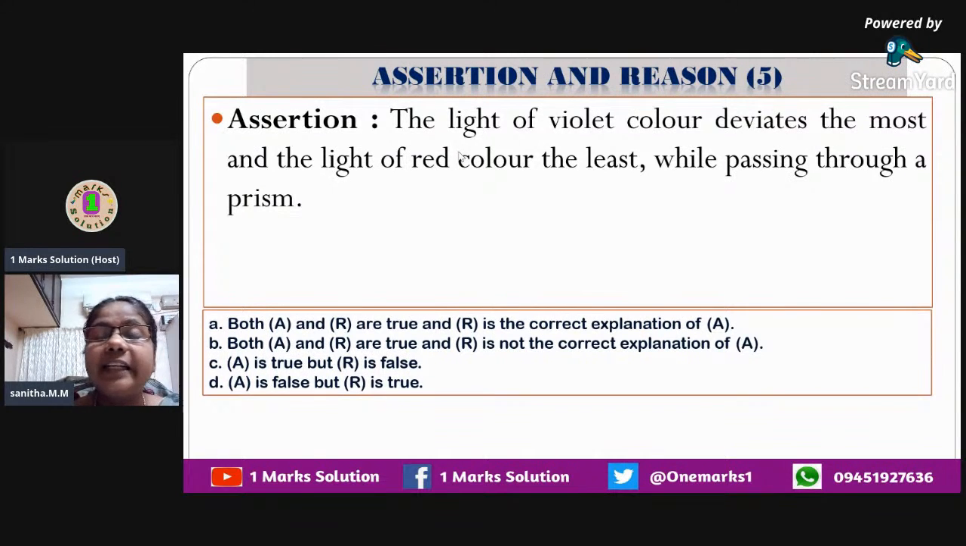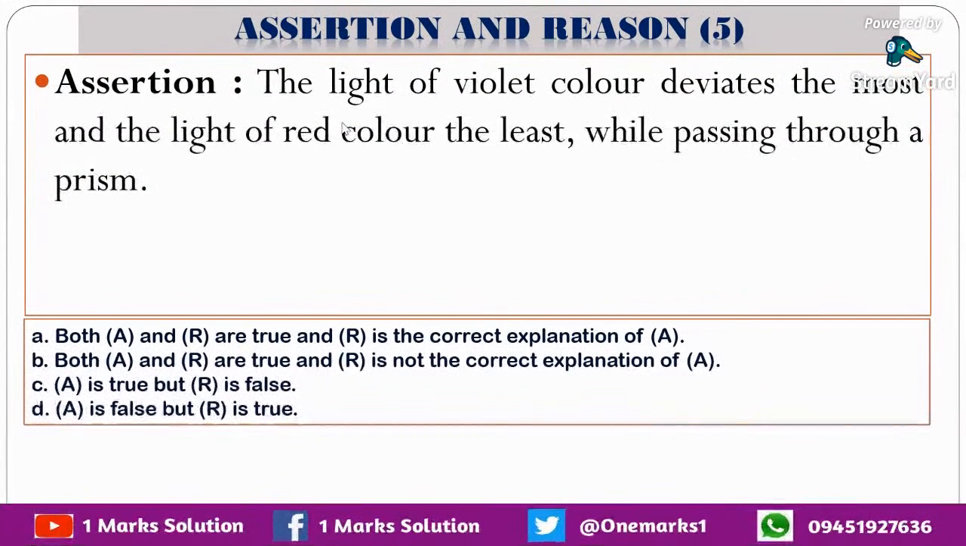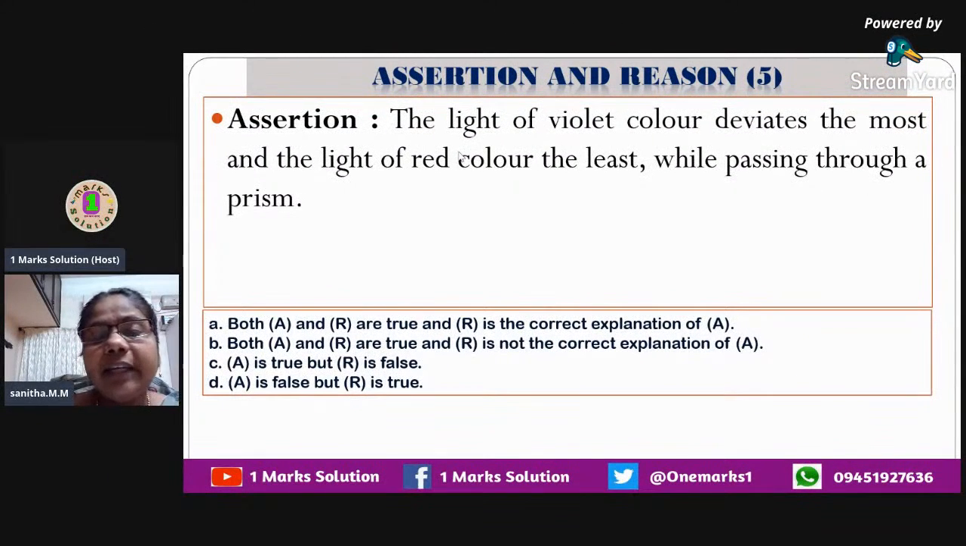Light of violet color deviates the most and the light of red color the least when it is passing through the prism. You are studying under the heading refraction through a prism, isn't it? So what will happen when light is entering into one side of the prism? It will deviate like that. And we will get the spectrum; the process of dispersion takes place. When light is split into 7 colors, we call it dispersion. So when it is passing through the prism, the process of dispersion also takes place.